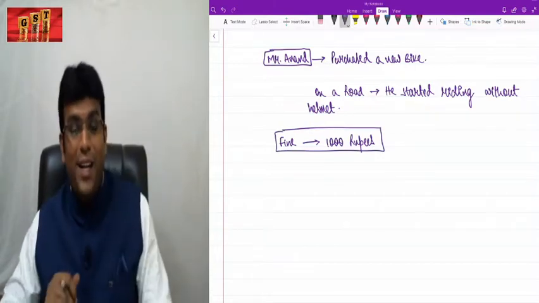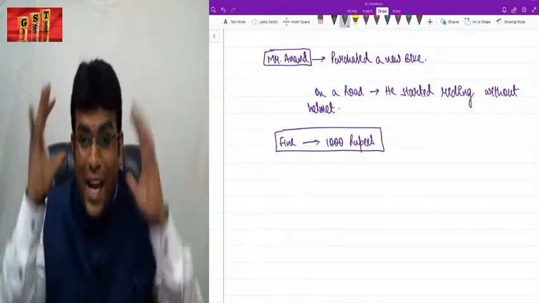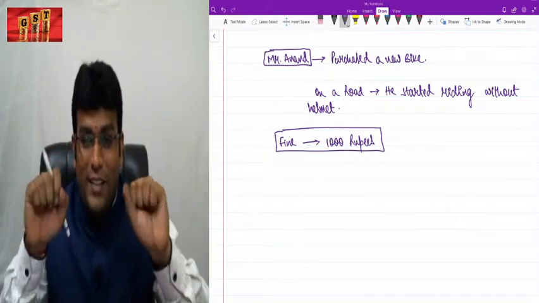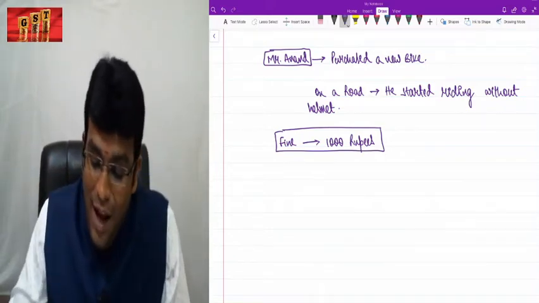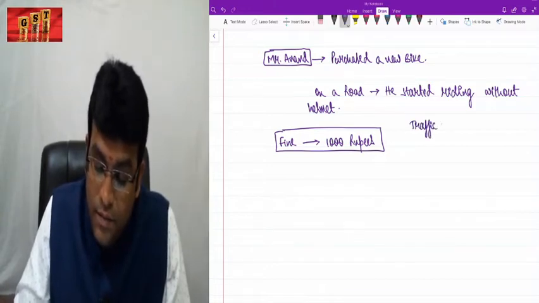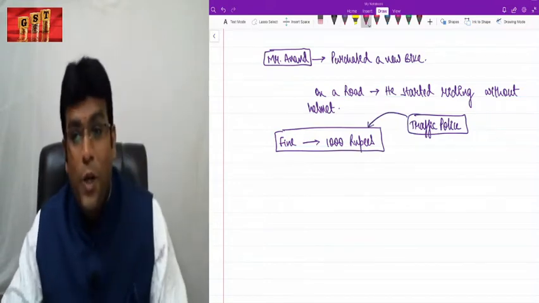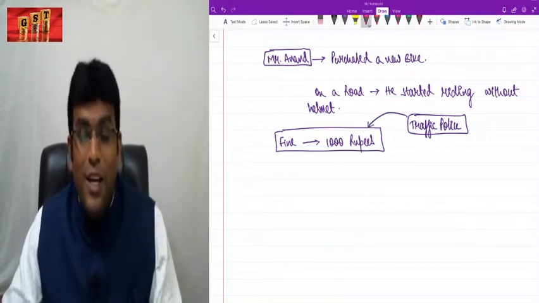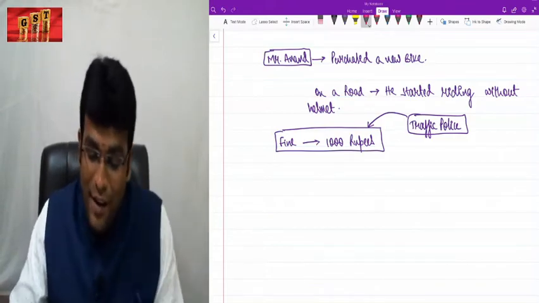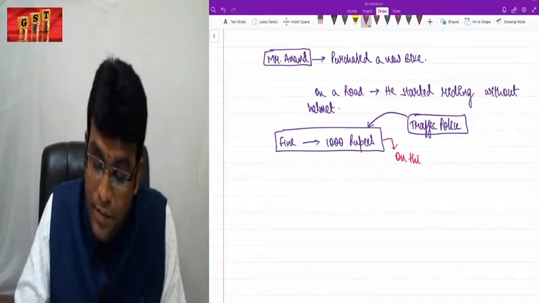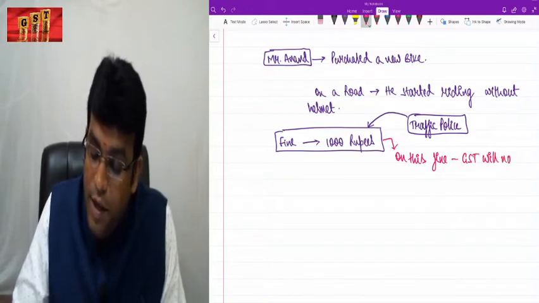Now we have to understand that Mr. Anand was supposed to follow provision of the law where he was supposed to wear a helmet while driving the vehicle, but he started going without helmets. So what has happened? One traffic police has stopped the vehicle and he took a fine of 1,000 rupees, telling that boss, you started going on the bike without a helmet, please pay a fine of 1,000 rupees. Now interesting point to be noted is that on this fine, GST will not apply.